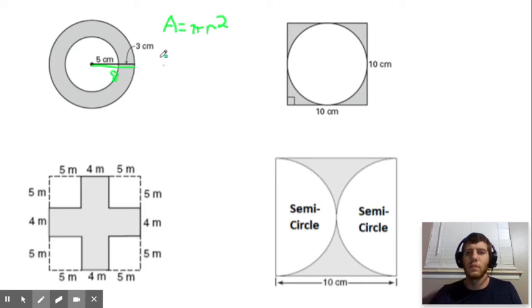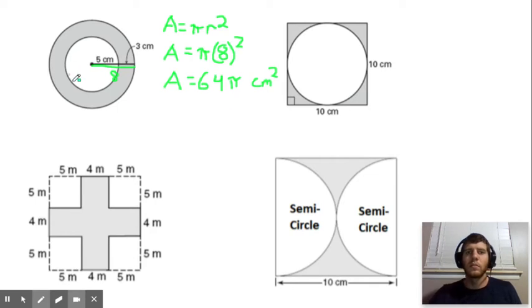So the radius here is going to be 8, so our area formula is going to be pi times our radius of 8 squared. 8 times 8 is 64. So we have 64 pi centimeters squared. You can multiply that pi out if you want to. I'm just going to leave it in there.